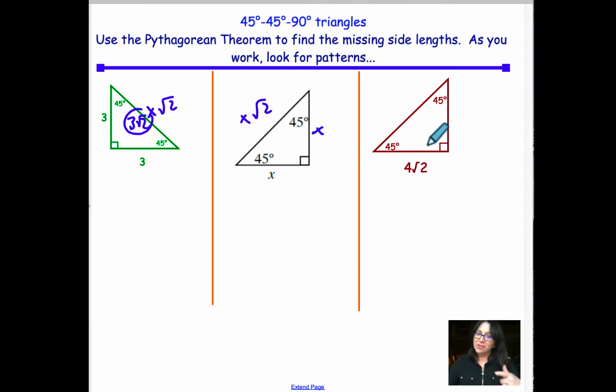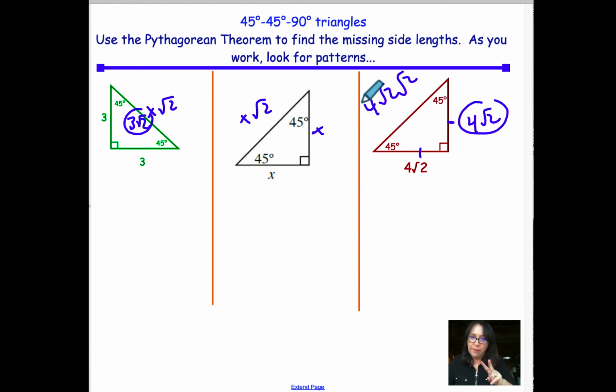So this one's a little bit tricky because this is 4 root 2 is my X. And you know these are the same, so that's also 4 root 2. So X root 2, so there's my root 2. X being 4 root 2, so I have 4 root 2, which means root 2 times root 2 is 2. So 4 times 2 is 8.